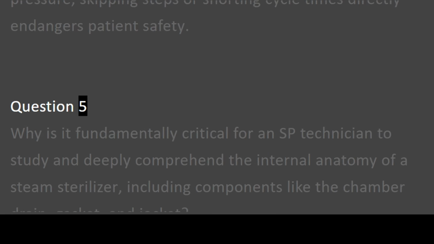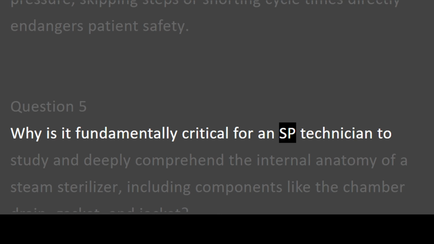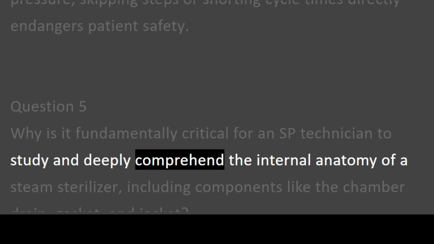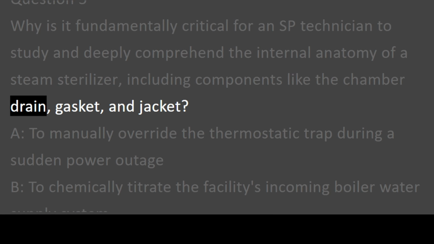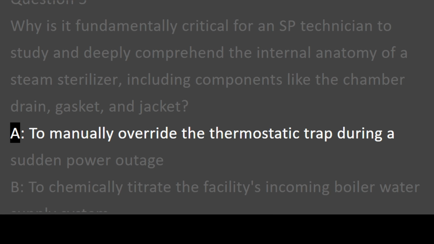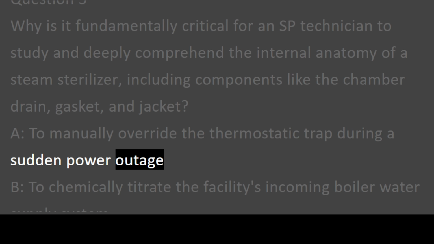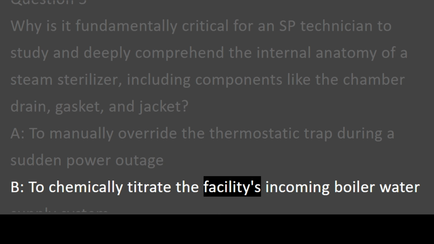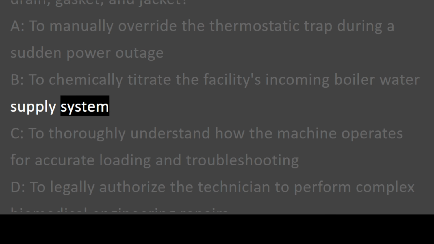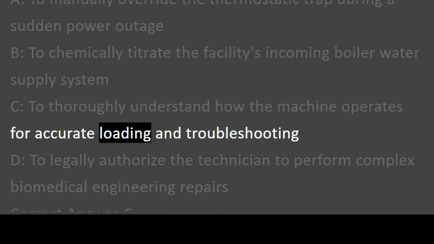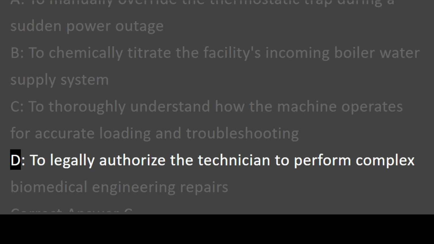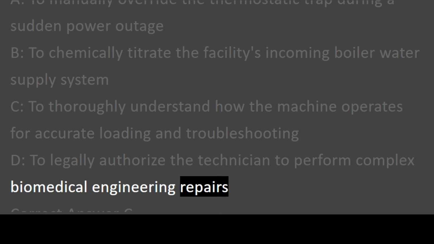Question 5. Why is it fundamentally critical for an SP technician to study and deeply comprehend the internal anatomy of a steam sterilizer, including components like the chamber drain, gasket, and jacket? A. To manually override the thermostatic trap during a sudden power outage. B. To chemically titrate the facility's incoming boiler water supply system. C. To thoroughly understand how the machine operates for accurate loading and troubleshooting. D. To legally authorize the technician to perform complex biomedical engineering repairs.